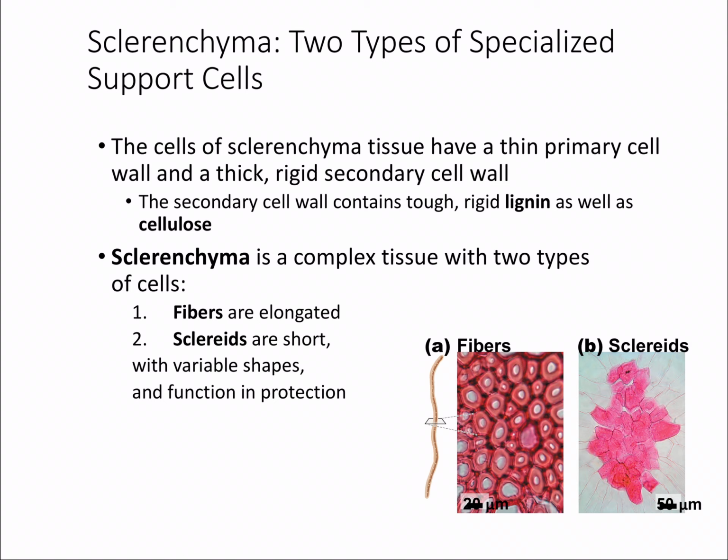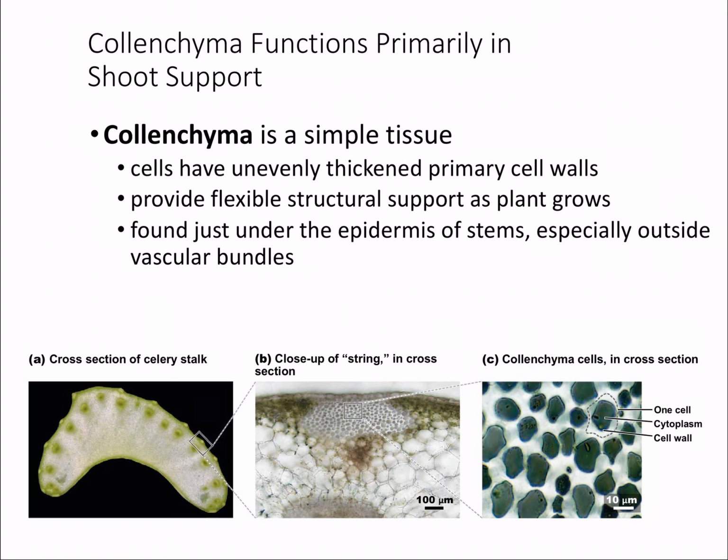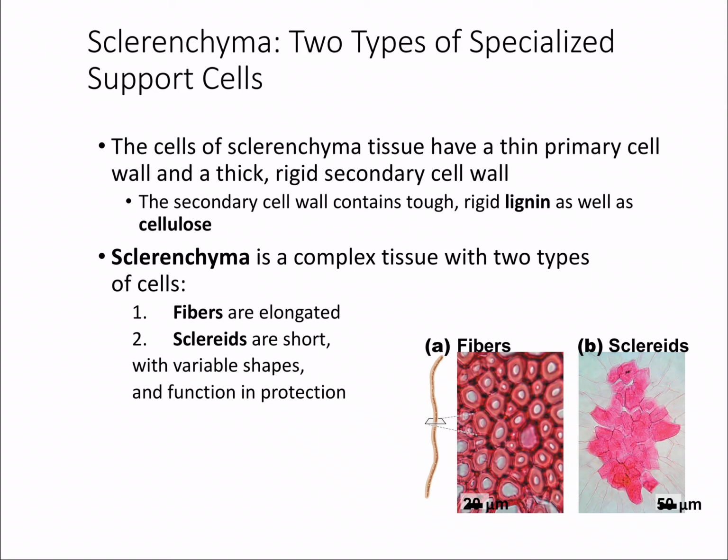Sclerenchyma functions in support as well. The cells of the sclerenchyma have a thin primary cell wall and a rigid secondary cell wall. This is where we find lignin, and we find different fibers as well in the sclerenchyma. So it provides much more rigid support. Where the collenchyma was flexible, the sclerenchyma is not. It is tough and rigid because of that lignin in addition to its cellulose cell wall. This is where we find fibers and sclereids, and these function in support and protection for the plant.